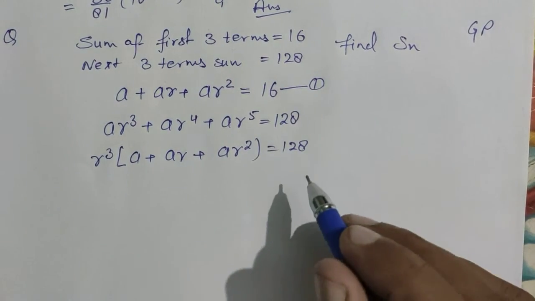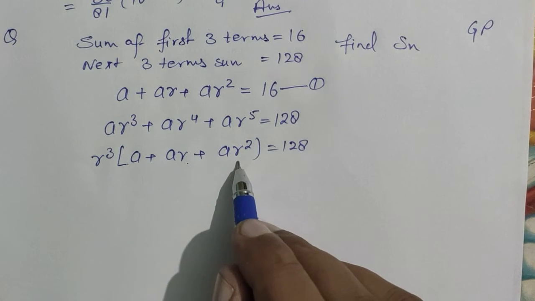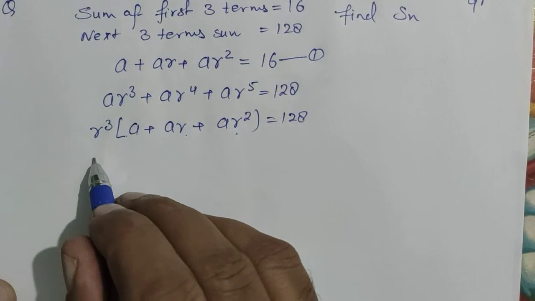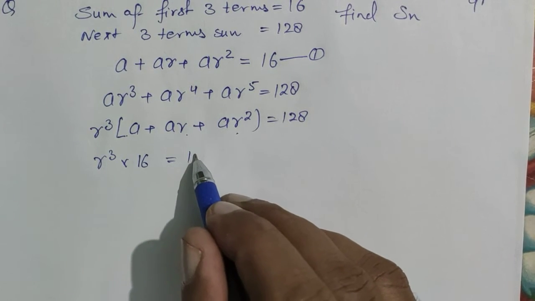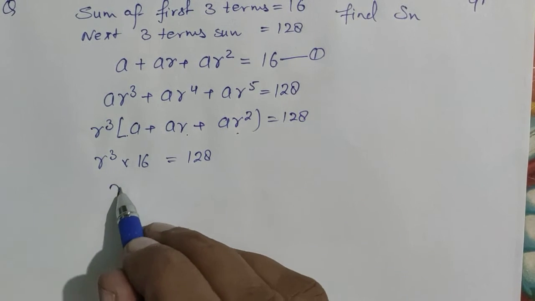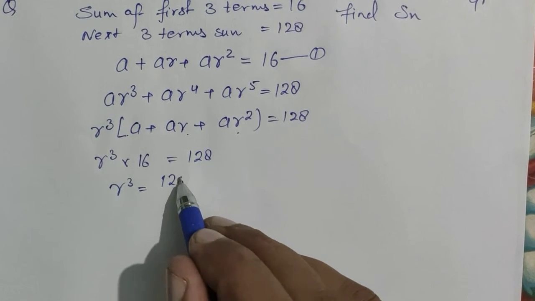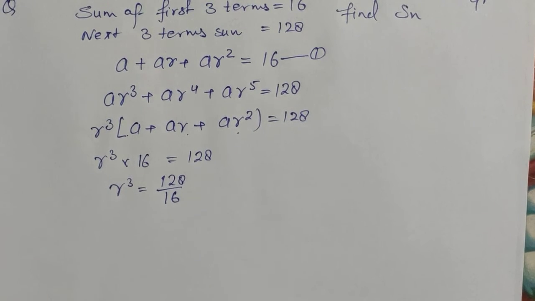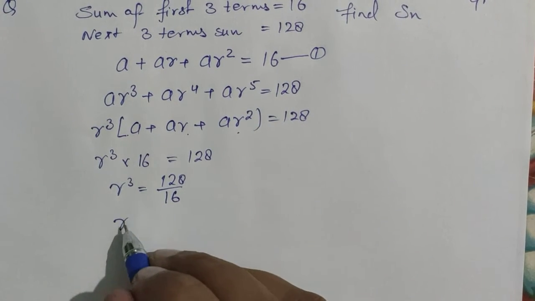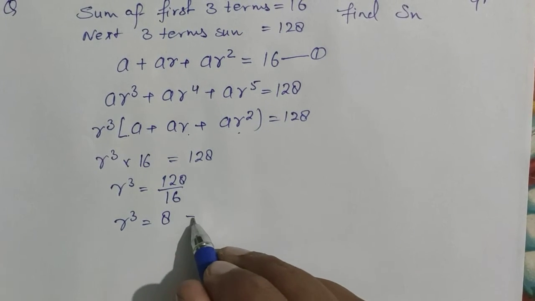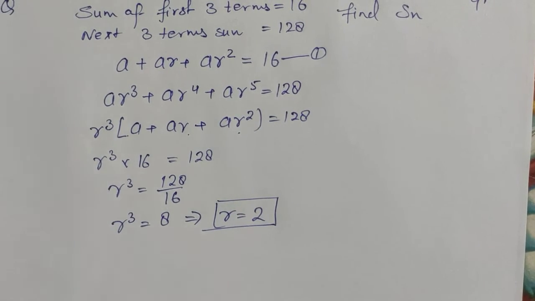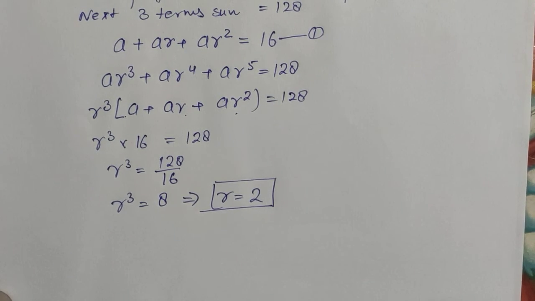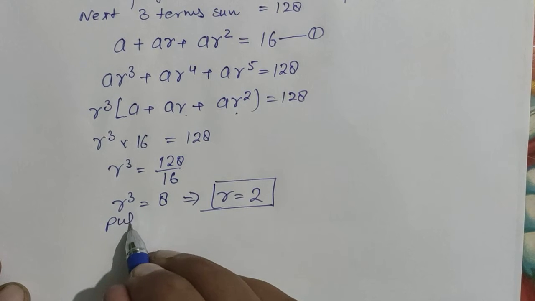From equation 1, I could put the value of a plus ar plus ar squared as 16. So r cube into 16 equals 128. R cube will be equal to 128 divided by 16. R cube will be equal to 8. That implies r equals 2. So we have got the value of common ratio as 2. Now the value of r I could put in equation 1.